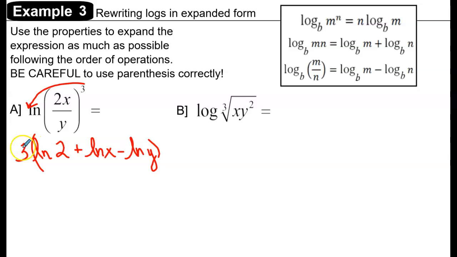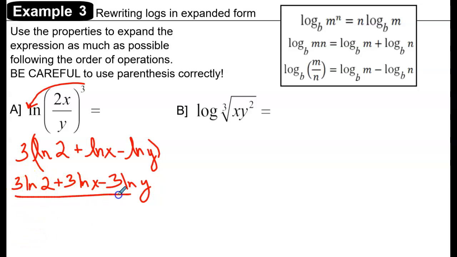And to get rid of the parentheses, we'll distribute that 3, and we'll have 3 natural log of 2 plus 3 natural log of x minus 3 natural log of y. And that would be our completely expanded form for example A.